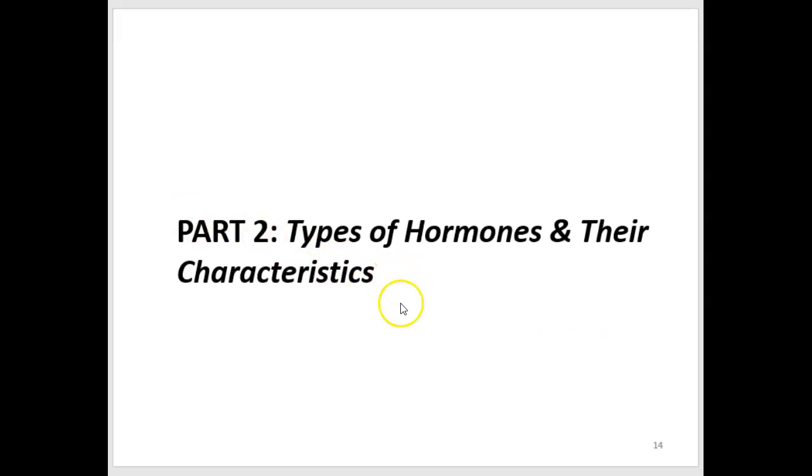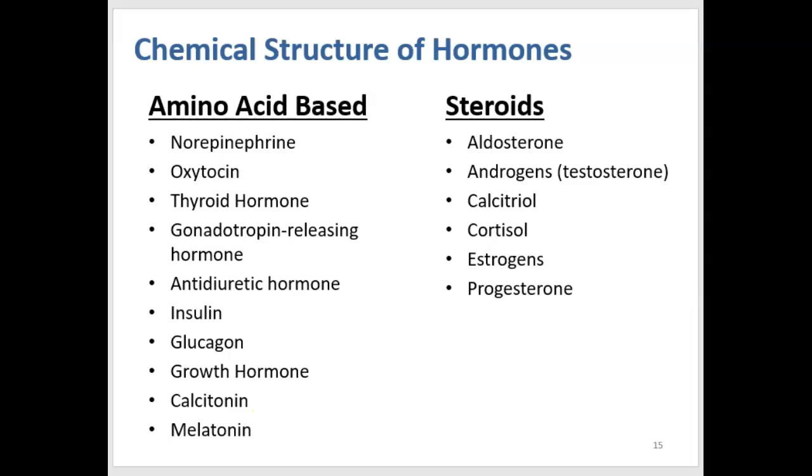Okay, let's do part 2 of the endocrine system now. Part 2 involves different types of hormones and their characteristics. There are 2 different general chemical types of hormones, chemical structures. Some hormones are amino acid based, think protein, and some of them are steroids, lipids.